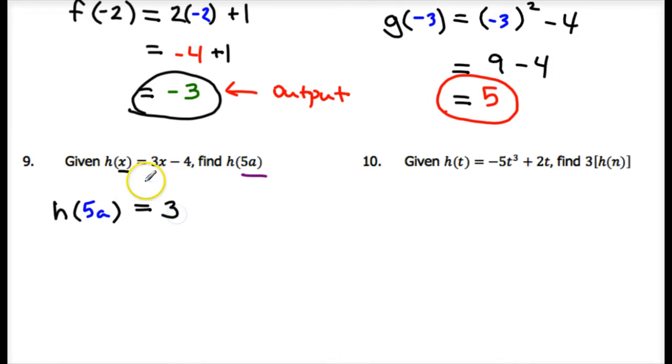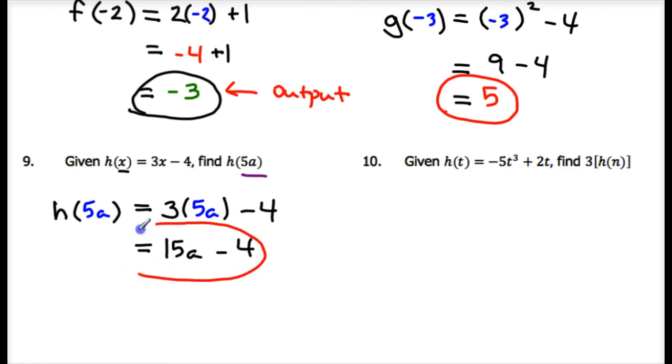So my equation, h of x equals 3x minus 4. Instead of the x, I'm going to plug in a 5a, and now I'm just going to simplify. 3 times 5a would be 15a, and then I just have this minus 4 over here on the other side. So my output here is 15a minus 4.